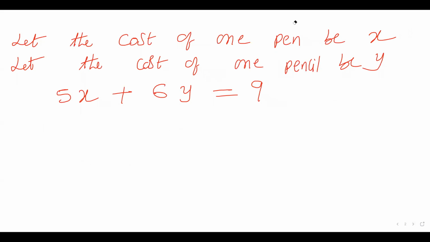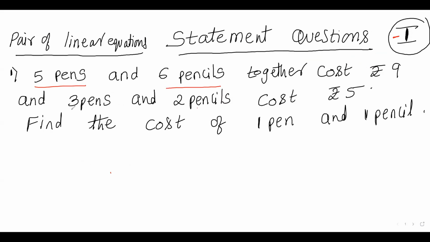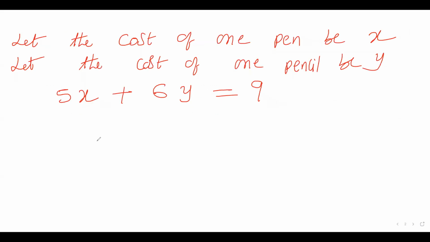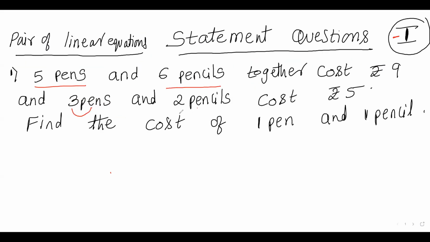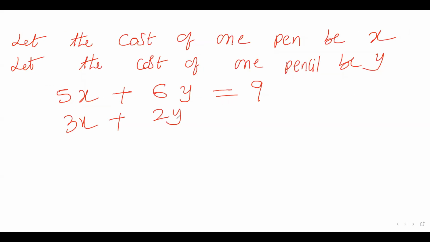Now, in the same way, let us frame the second equation. 3 pens cost is 3x. 2 pencils cost is 2y, and the total cost is 5. This is equation 1. This is equation 2.